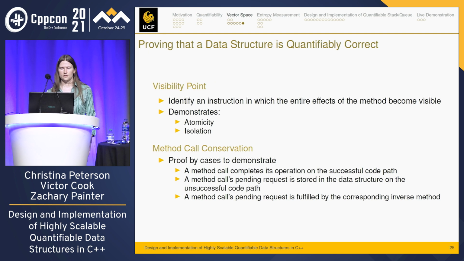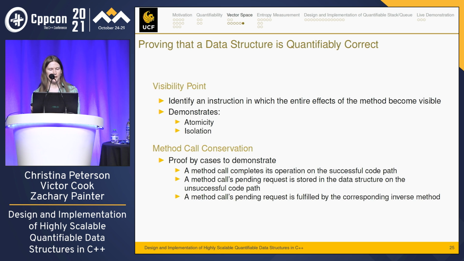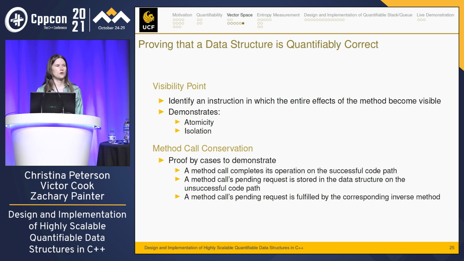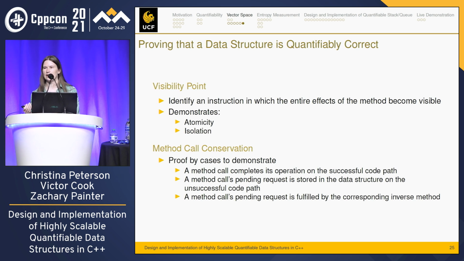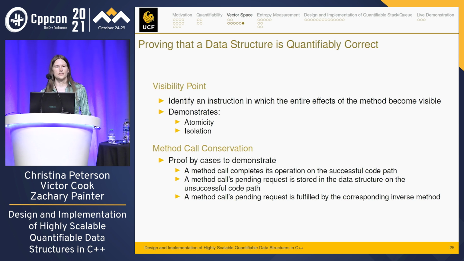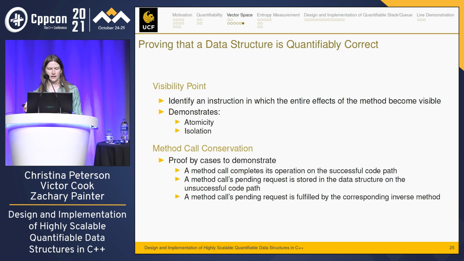So what we've done up to this point has been to prove that a single history is correct. But now we're interested in proving that the entire data structure is correct. So we draw inspiration from linearizability. So for linearizability, you can identify a linearization point, which is a single instruction in which the entire method call takes effect. So for quantifiability, what we need is a visibility point. It's a point in which the entire method becomes visible.